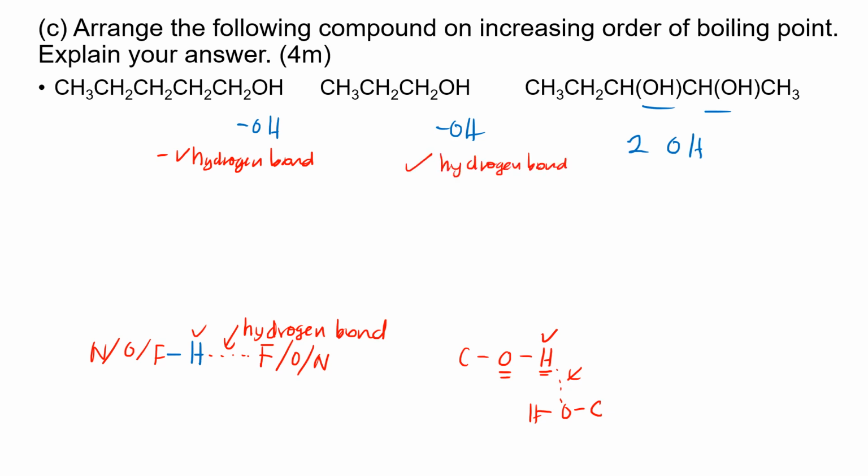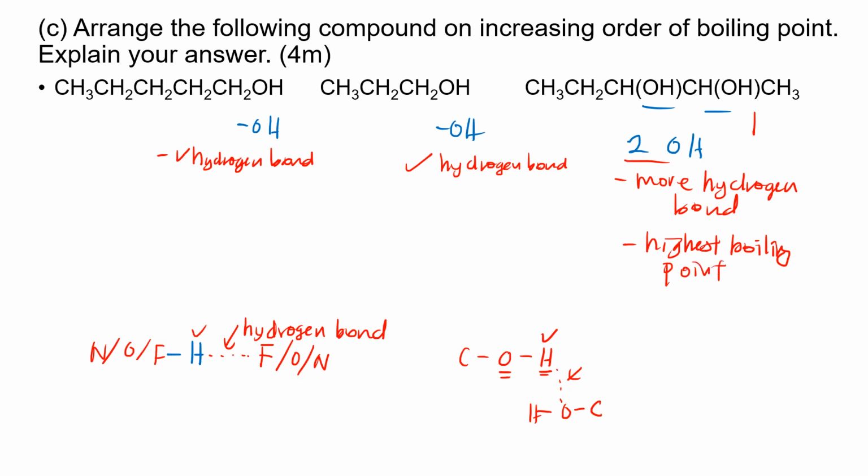But structure number 3 contains 2 OH, meaning that they can form more hydrogen bonds. So after we discuss these three answers, automatically we know this is the highest boiling point, because they can form more hydrogen bonds. Okay, now between the 1-pentanol and 1-propanol, which one has the lowest boiling point?